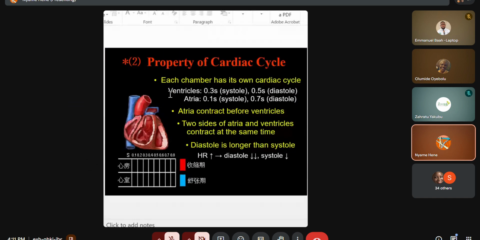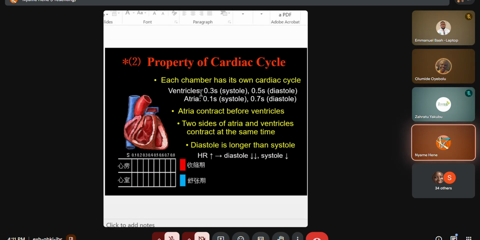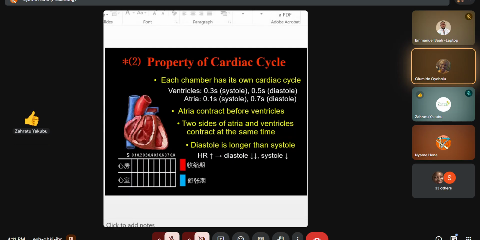Look at it. In the ventricles, systole is 0.3 seconds and diastole is 0.7 seconds. Then at the atria, 0.1 seconds. So the cardiac cycle occurs in both of them, but our focus is on the left side, the left ventricle, because that is where the blood is ready to go to all parts of the body. You understand? Yes, thank you. Good.